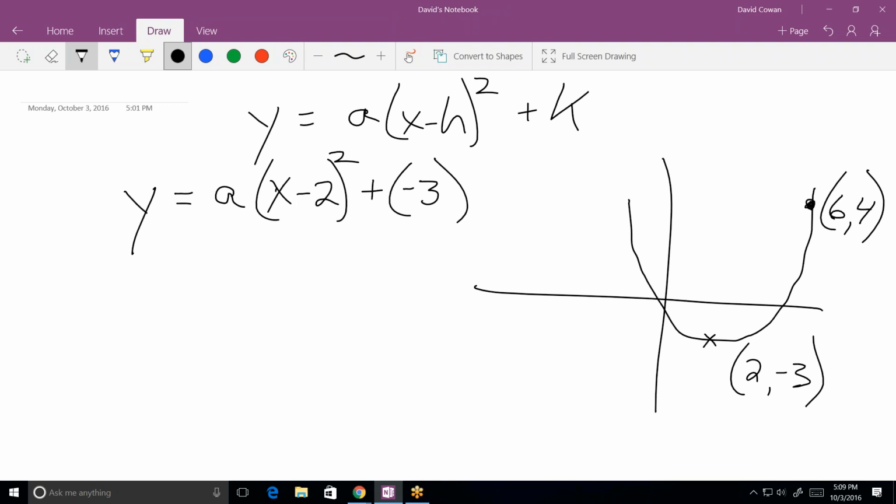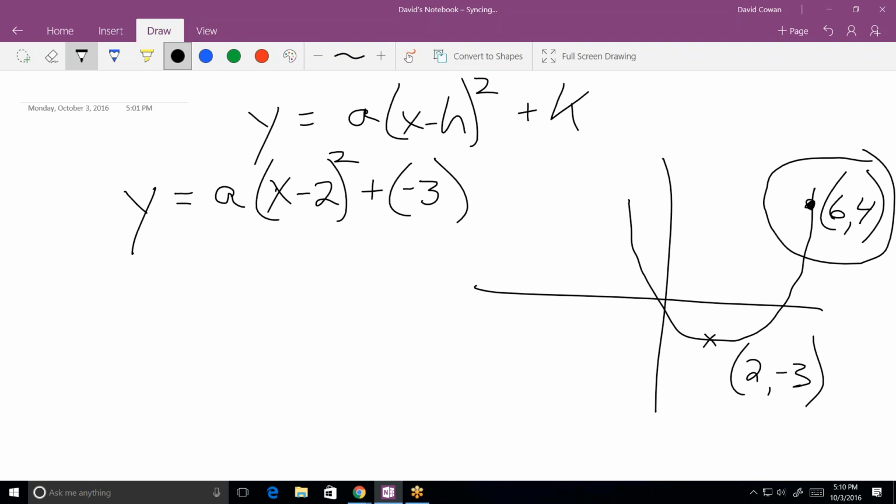Now, can I solve for a? In other words, I want my equation to end up being y equals some a times x minus 2 quantity squared minus 3. So I have to solve for a still. I don't know what a is yet. How can I solve for a? Well, to solve for a, you have to find a different point, plug it in for x and y, and that will allow you to solve for a. Oh, that makes sense.